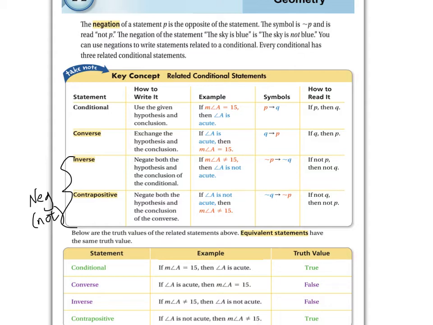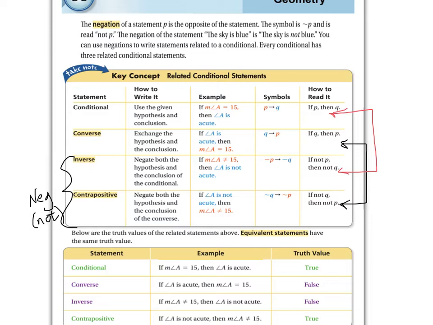And then finally the contrapositive. The contrapositive is going to negate both the hypothesis and the conclusion of the converse. As you look at these two right here, they are related, along with these two right here being related. They're the exact same thing except one is the negation of the other. So the contrapositive says: if angle A is not acute, then the measure of angle A is not 15 degrees. If not Q, then not P.